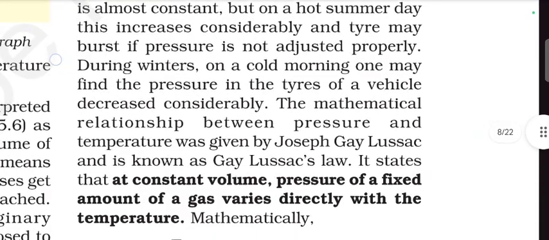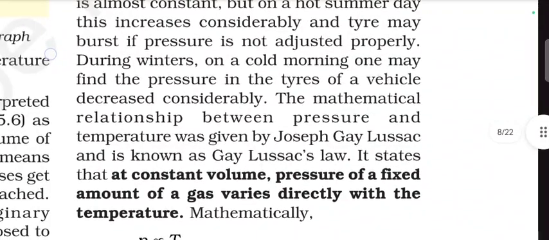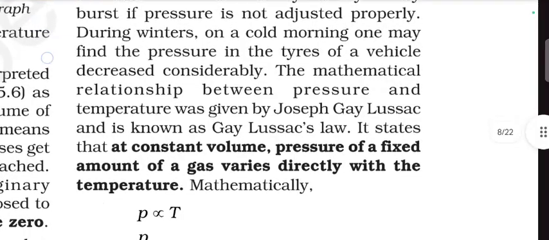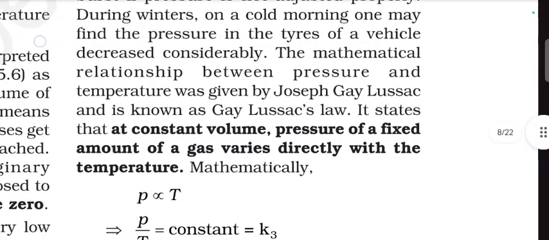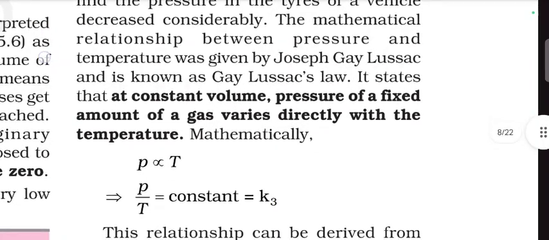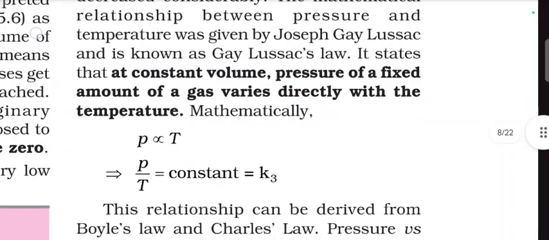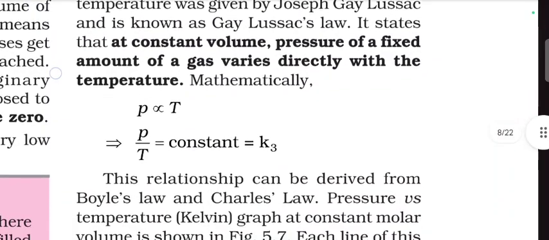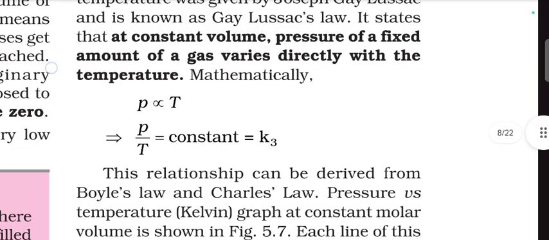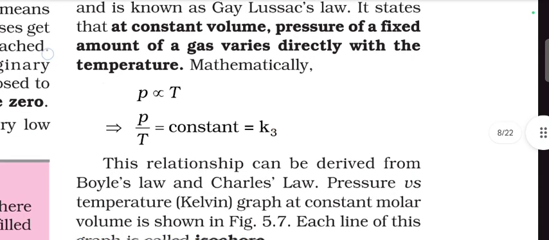The mathematical relationship between pressure and temperature was given by Joseph Gay-Lussac and is known as Gay-Lussac's law. It states that at constant volume, pressure of a fixed amount of a gas varies directly with the temperature. Mathematically, P is directly proportional to T, which gives that P upon T is equal to a constant, K3.